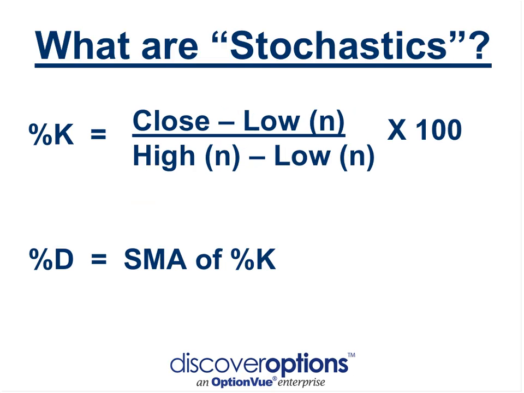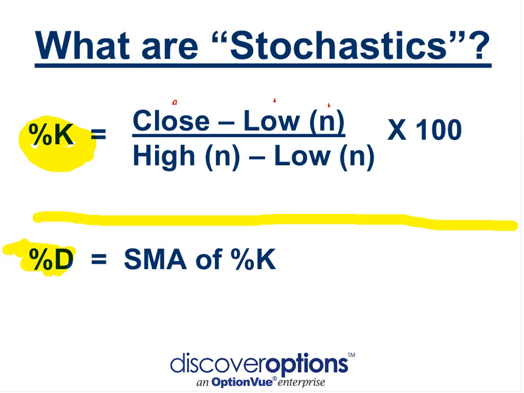When you look at a stochastics window, you're looking at two lines typically, and George Lane labeled these %K and %D. I don't know why it's labeled K or D. He could have chosen any letter, I suppose. But in any case, D comes later. We're going to focus on K right now. Here's the formula: close minus the low over a given period number of days, divided by the high over a certain period of days minus the low over that number of days, which is the range, times 100.